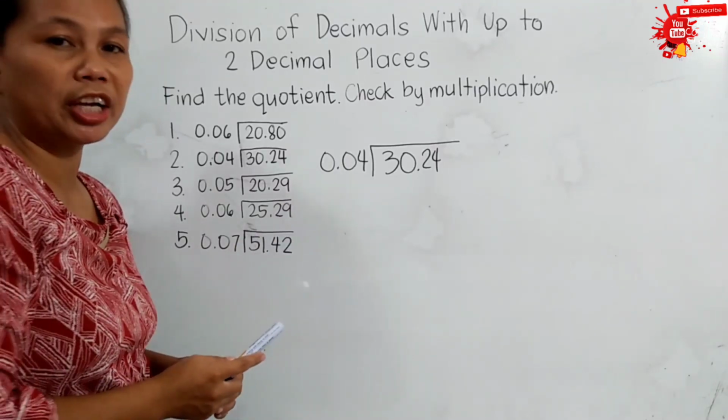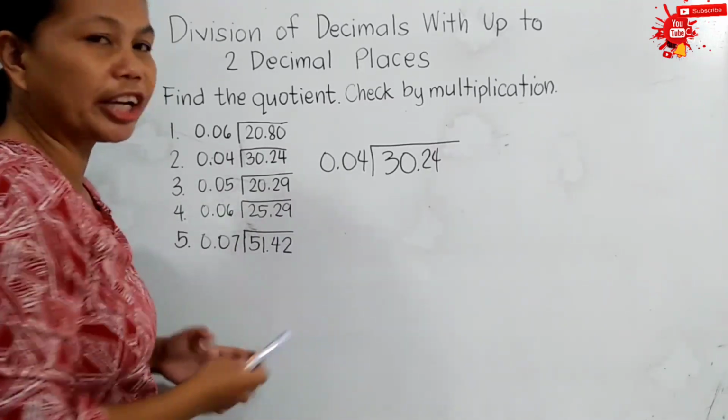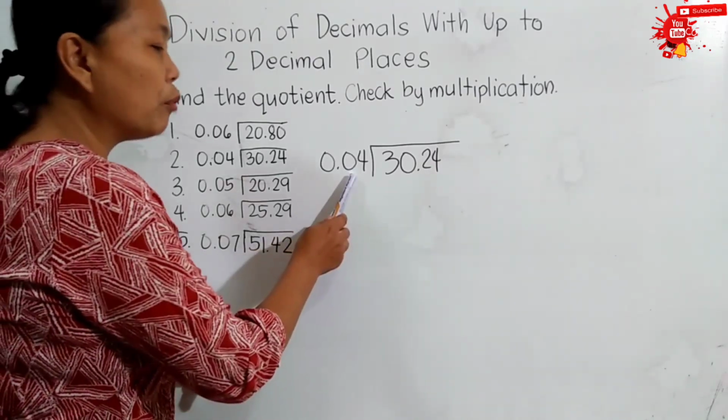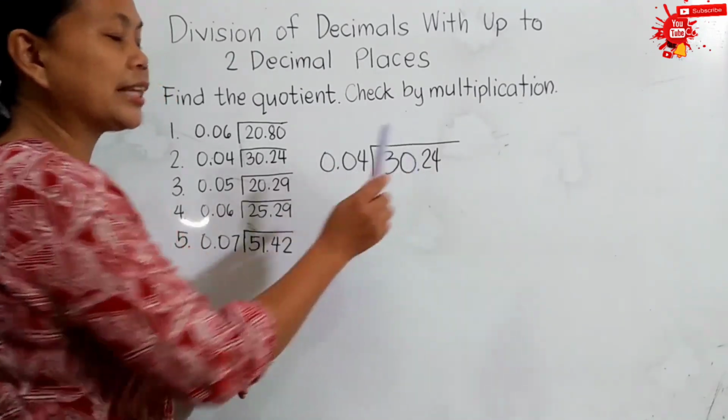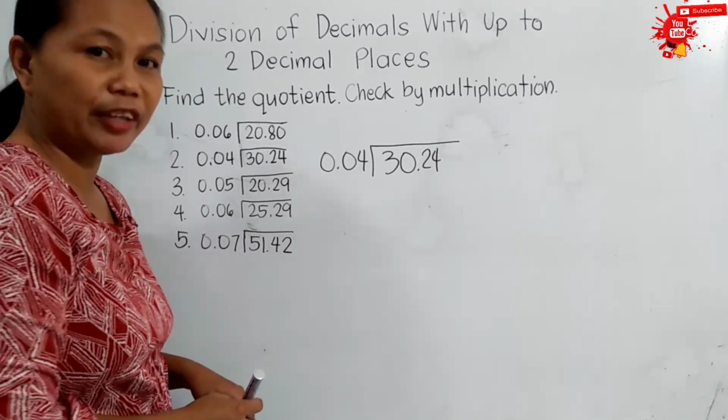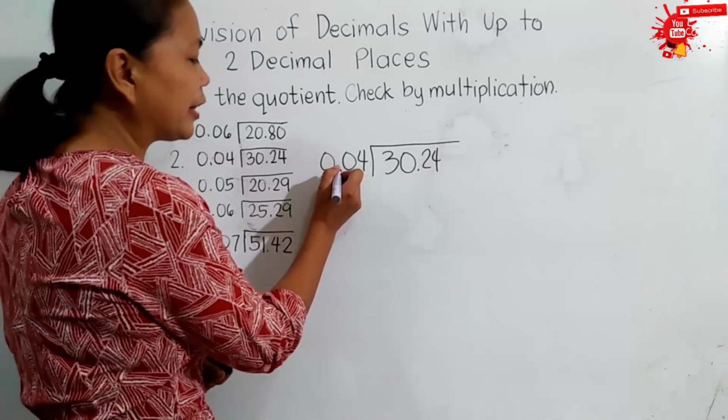So again, ang una muna natin dapat tandaan, pag magdi-divide tayo, tapos ang divisor natin ay decimal number, kailangan yung divisor ay maging whole number. At ang shortcut nga natin ay i-move yung decimal point. At kung ilan yung movement, yun din yung movement sa number na nasa loob ng division symbol or yung ating dividend.